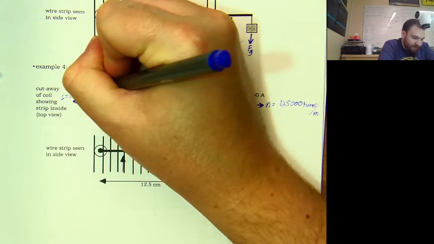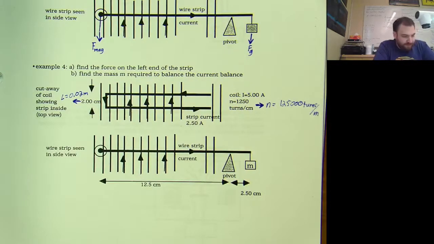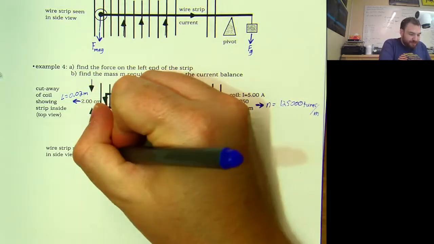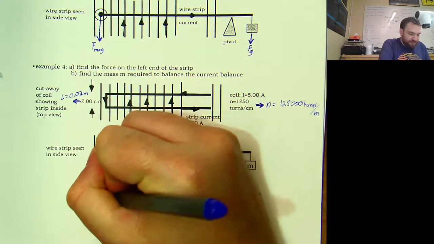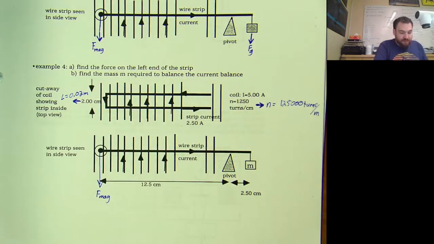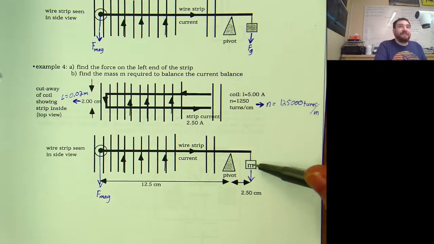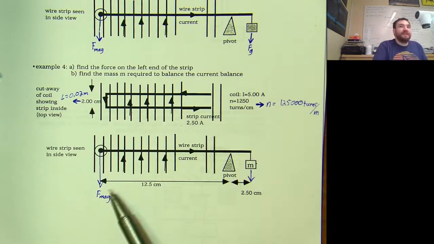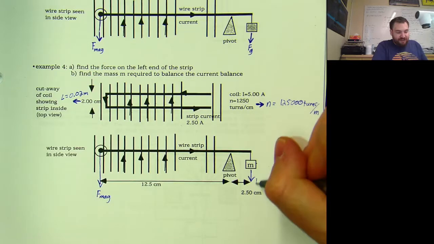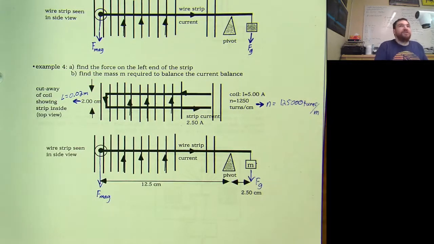0.02 meters, because there's 100 centimeters in a meter. So now we can go through and actually find this thing. We want to find the force on the left end of the strip because we know there's a magnetic force downwards. And the mass we want to find is the mass over here required to balance this. So this is going to give us some Fg going downwards there.